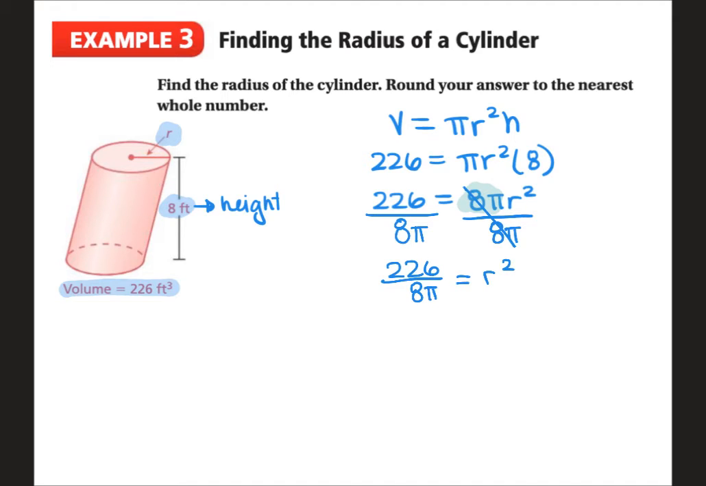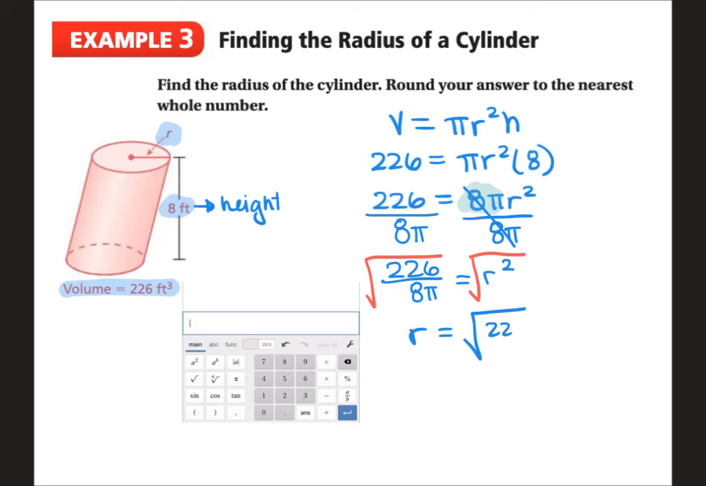So just like our previous examples when we had x squared is equal to something, r squared is equal to something, if we want to solve for r, we're going to have to take the square root of both sides. So I'm going to take the square root of this, and I'm going to take the square root of that. So what I'm left with then is that my radius is going to be equal to the square root of 226 over 8 pi. And I'll just put that into my calculator, and I get 2.99, and that continues. And I'm going to round my answer to the nearest whole number, so I get 3, and I need units, so 3 feet.